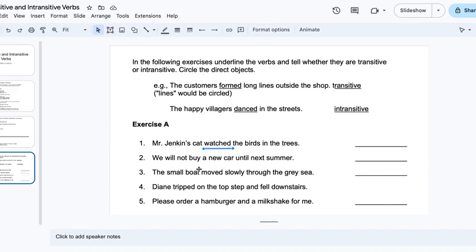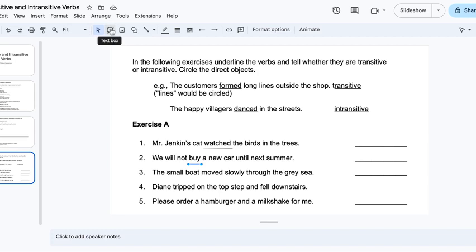The next sentence, we will not buy a new car until next summer. Buy is going to be my verb, so I would underline that to identify it for myself and ask myself, who or what will we buy? And the answer is a new car. Again, that's a transitive verb.